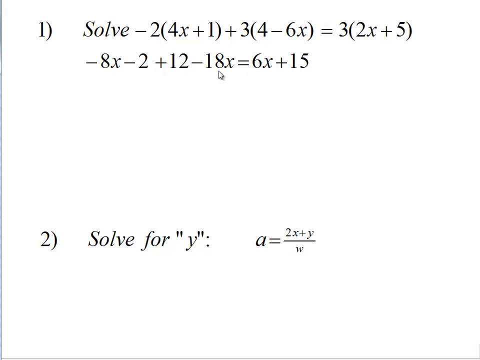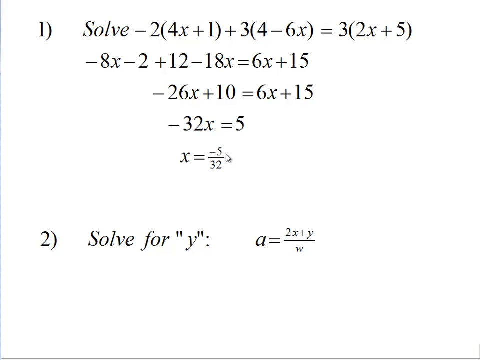Now we combine our like terms. 8x and 18x, they're both negative, so it's 26x. 12 minus 2 is plus 10. Now I'm going to subtract 6x, so subtract 6x from the 26x makes negative 32x. I'm going to subtract 10 from 15 to move this 10 over. 10 minus 10 disappears, and 15 minus 10 is 5. I'm going to divide, and I usually put the negative on top. You can put it at the bottom or the front, so it's negative 5 over 32.